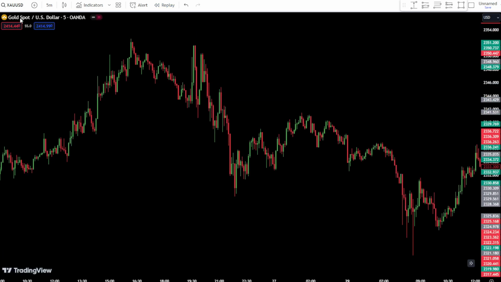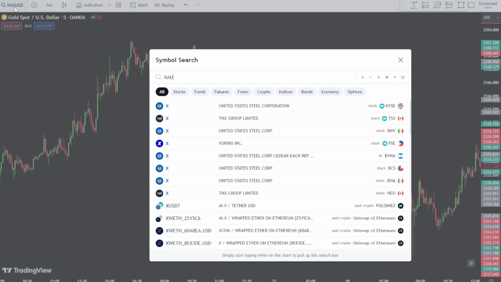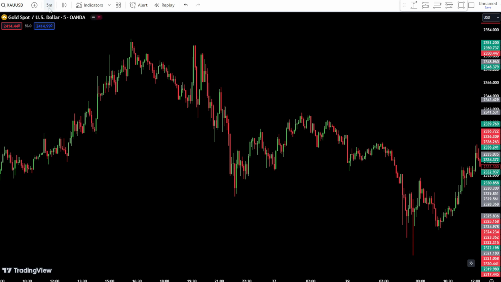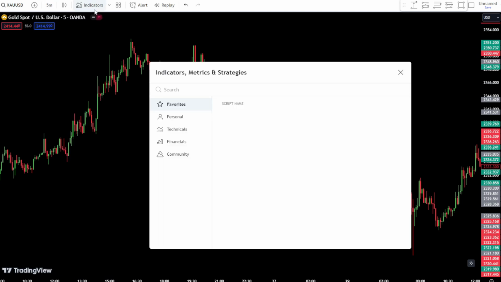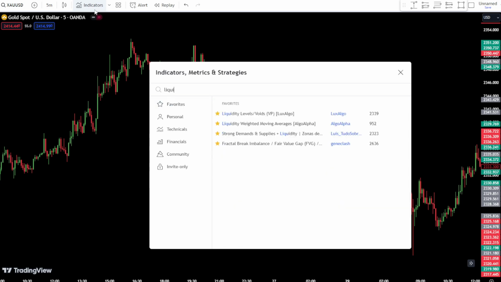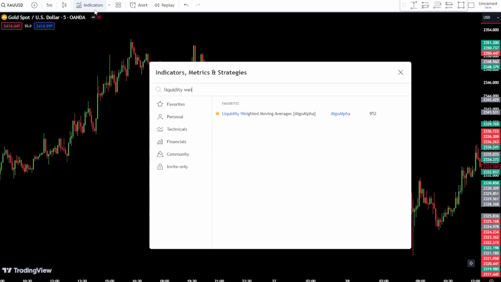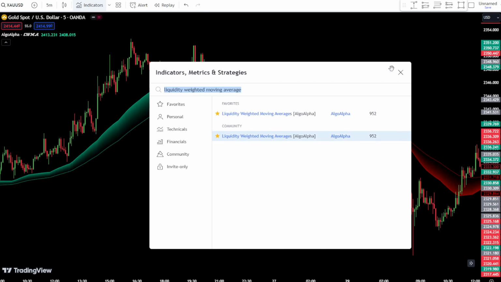After that, set the pair to gold or XAUUSD. Then set the time frame to 5 minutes. Next, go to the Indicators tab and type in Liquidity-Weighted Moving Average. Then select Liquidity-Weighted Moving Average by AlgoAlpha.